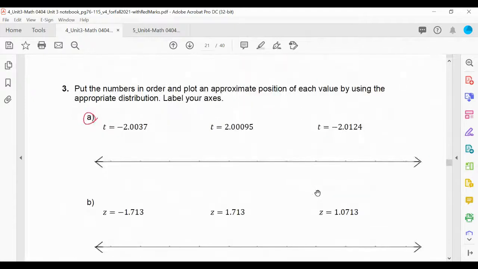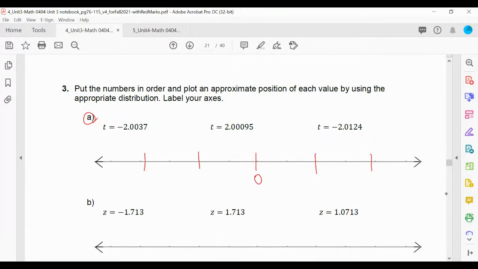All right, let's try number 3. It says put the numbers in order and plot an appropriate position for each value by using the appropriate distribution. Label your axis. So let's put the numbers here. They're very small, but some are negative, some are positive. Let's make sure we put the 0 somewhere, and we just need the bigger tick markers like -1, -2, and we just plot them somewhere in between.